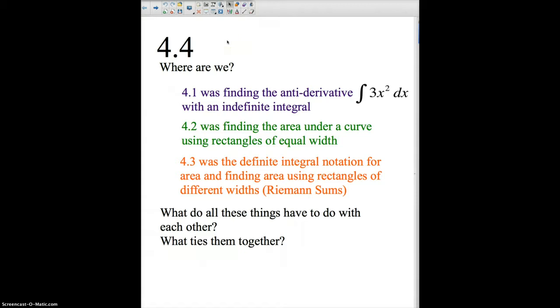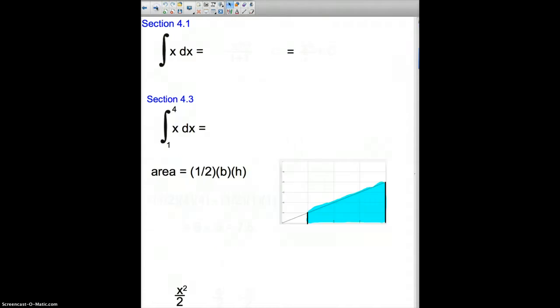So how do these things have anything to do with each other? Why are they all in the same chapter? And why that integral notation? Why is it the same for 4.1 and 4.3 with a definite integral? What ties them all together? Well, let's see if you can figure it out.